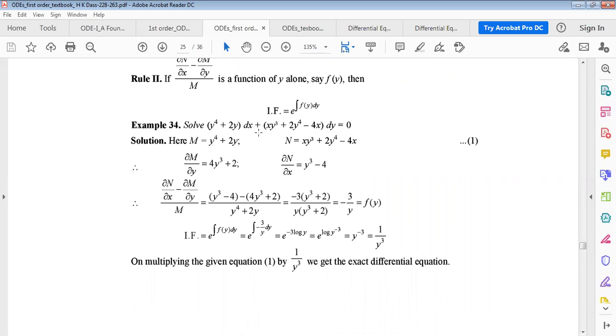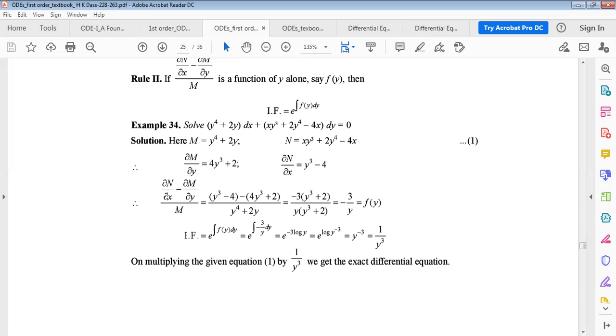Like this: (y to the power 4 plus 2y) dx plus N dy equals 0. Here M equals this, and N is just the coefficient of dy. Now taking the partial differentiation of M with respect to y, what will del M by del y be? This. And then del N by del x: taking the partial differentiation of N with respect to x, what will it be? y cube minus 4.